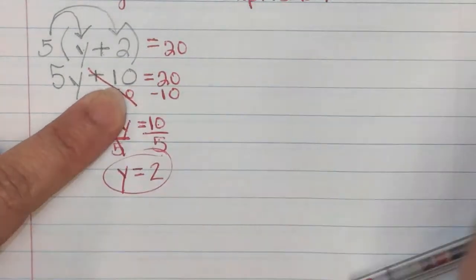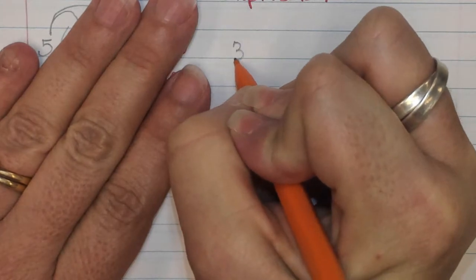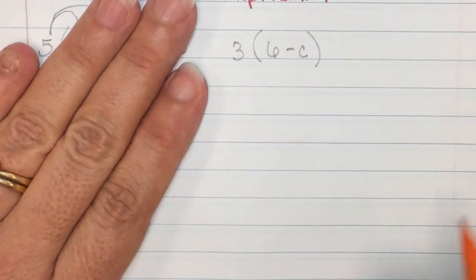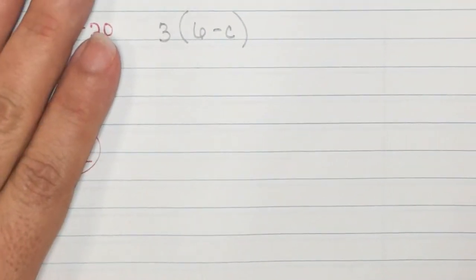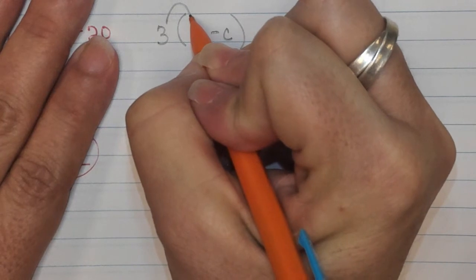Here we go. Let's do another one. Let's say we asked you to just distribute this. You have 3, 6 minus c. Now this time you have a minus problem. Doesn't change anything. Distribute it out. 3 times 6.